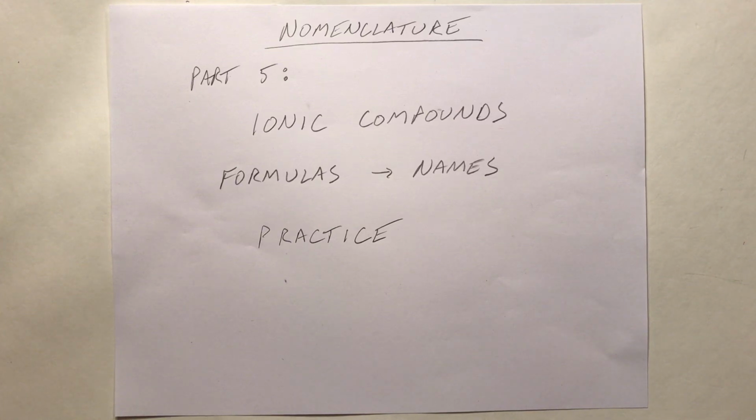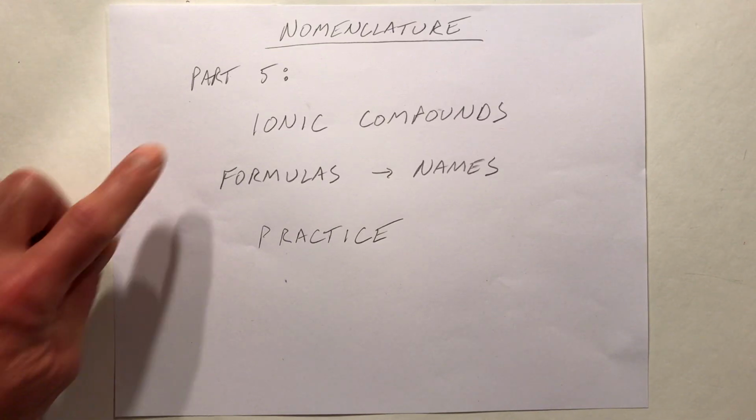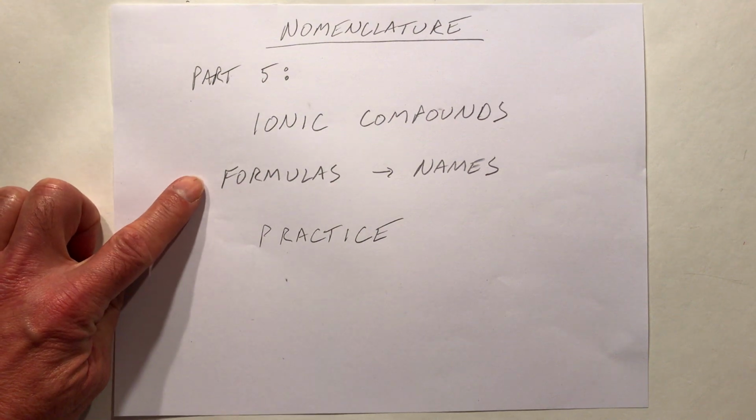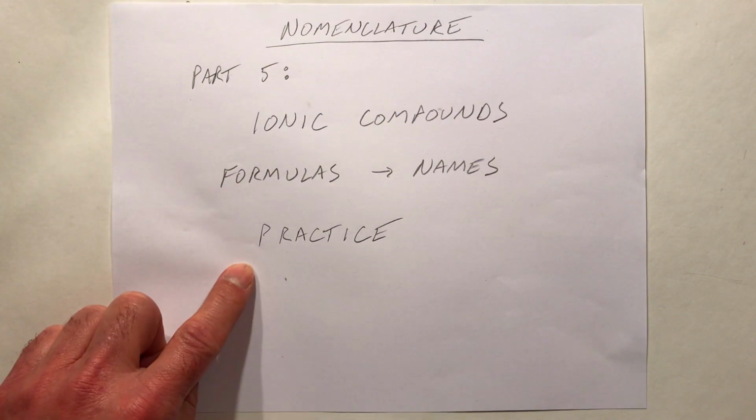Chemical Nomenclature, Part 5. Ionic Compounds, turning chemical formulas into names. We're going to do some practice.